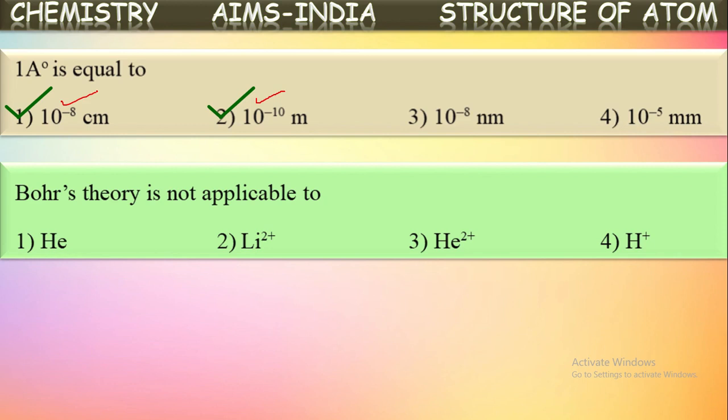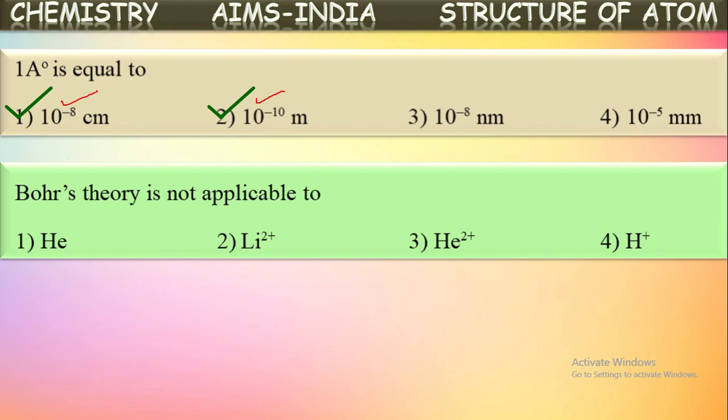Generally, Bohr's theory is applicable only for single electron species like hydrogen and hydrogen-like species, which contain only one electron in them. For those species, Bohr's theory is applicable, but it is not applicable for multi-electron systems or systems which do not have electrons. For those, Bohr's theory is not applicable.